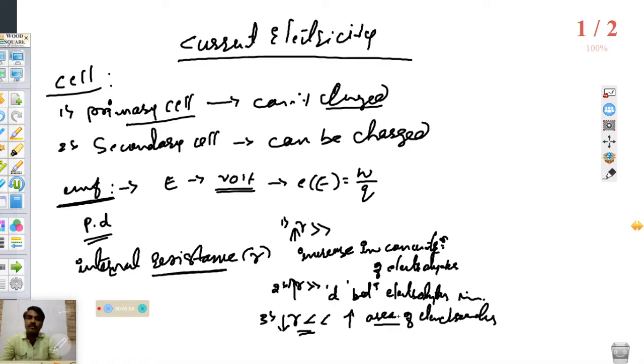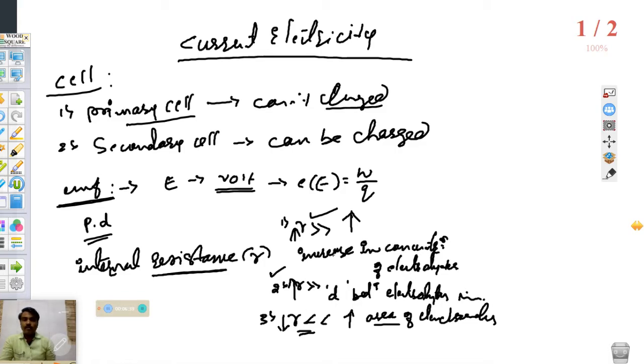So first, the internal resistance increases with the concentration of the electrolytes. Second, it increases if the distance between the electrodes increases. Whereas the r value decreases only if the area of electrodes dipped in the electrolytes increases. Based on this, the internal resistance will vary.